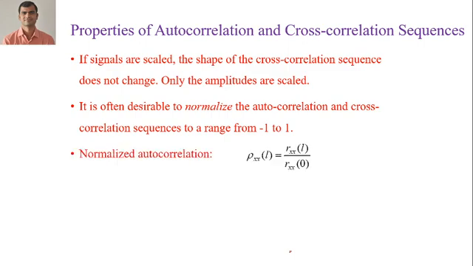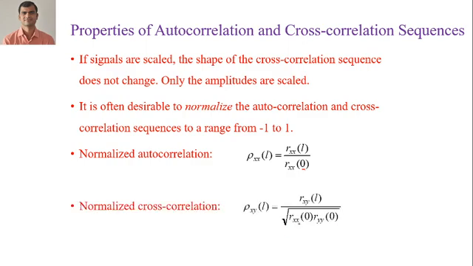For the normalized autocorrelation, the maximum value, as we know, for autocorrelation is at 0. So that is Rxx of 0, and the maximum value for cross correlation is the square root of Rxx of 0 into Ryy of 0. As you can see here, the square root of Rxx of 0 into Ryy of 0. So in this way we can solve autocorrelation and cross correlation.